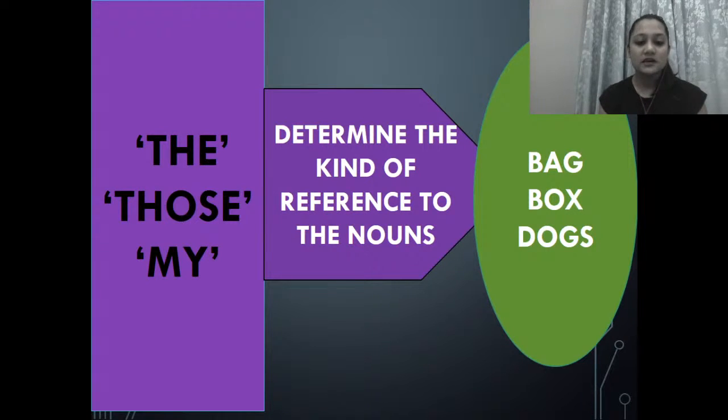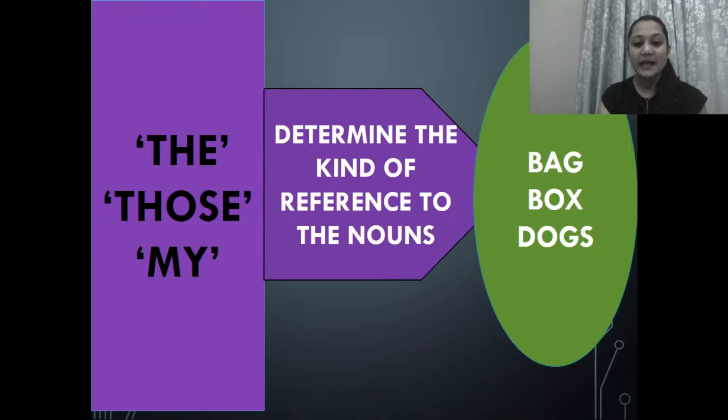So now the question arises, why are they called determiners? Because any word which comes before the noun determines the noun. And you know the nouns, right? They are like name, place, animal, thing, common noun, proper noun, abstract noun, right? So determiners are basically used to define nouns more clearly. It basically determines the nouns, right?